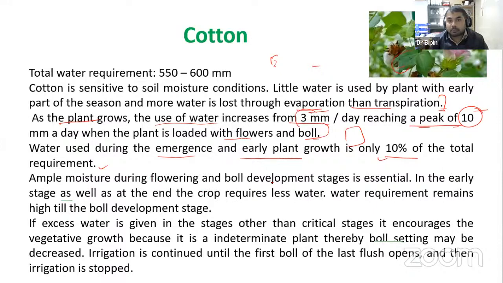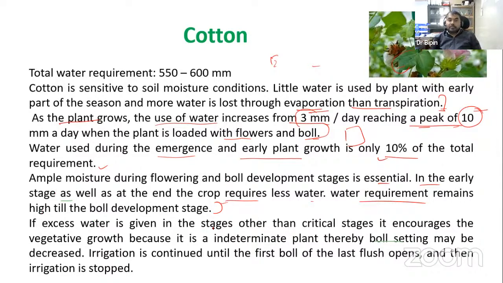Ample moisture during the flowering and ball development stage is essential. In the early stage as well as at the end of the crop, less water is required. Water requirement remains high till the ball development stage. So always consider flowering and ball development a very important stage, because at this time lint develops, and you are basically interested in getting more lint from cotton. If at flowering and ball development time the moisture content is reduced, or the plant faces drought or scarcity of water, ball development will not happen, and finally it will reduce your lint content.